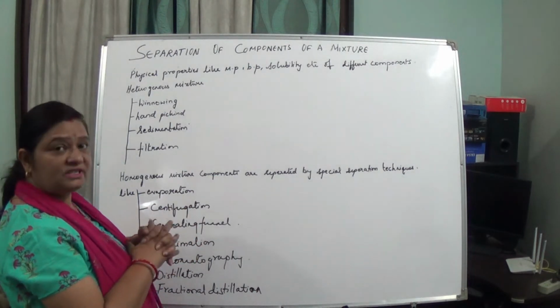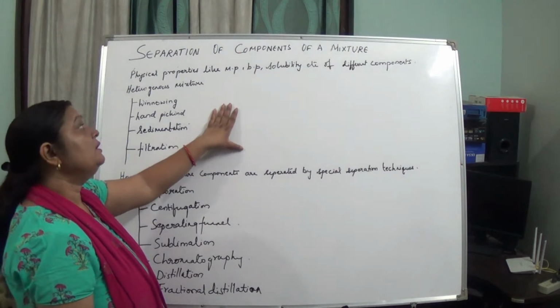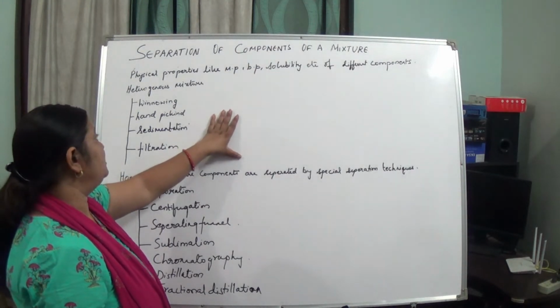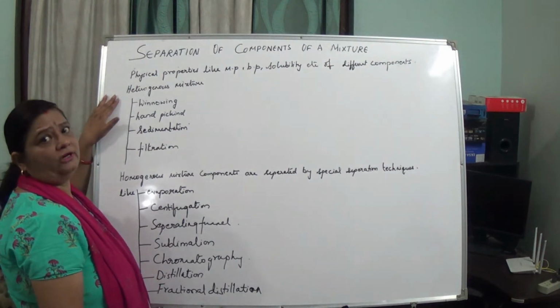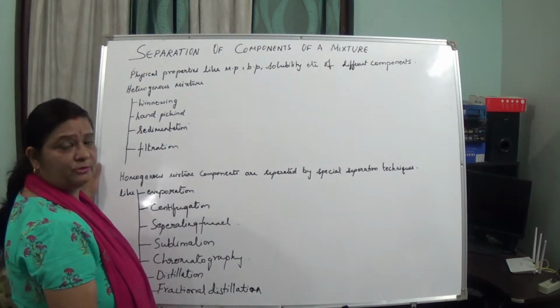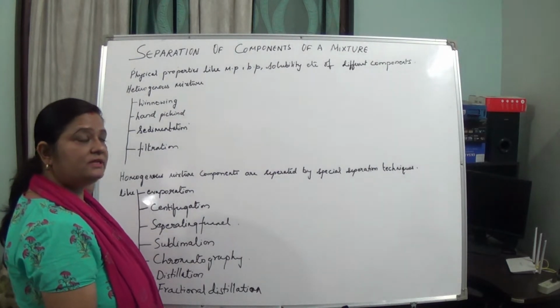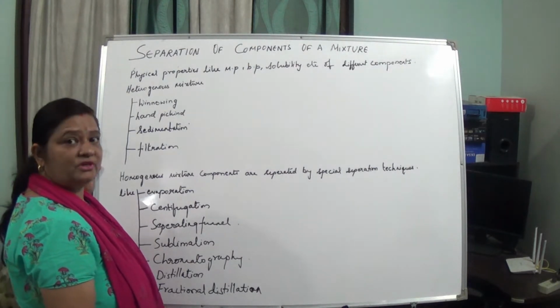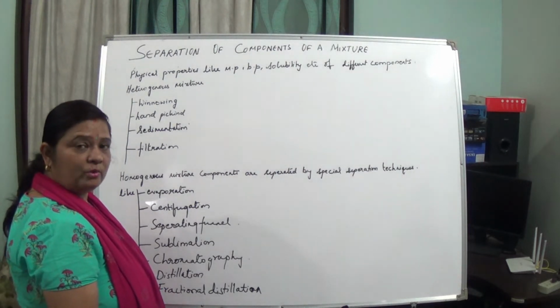So what are these physical properties? Mainly the melting point, boiling point, solubility, and there can be others also. Now, separation of a heterogeneous mixture. Two types of mixture are there, heterogeneous and homogeneous. Separating a heterogeneous mixture is easier than a homogeneous mixture.